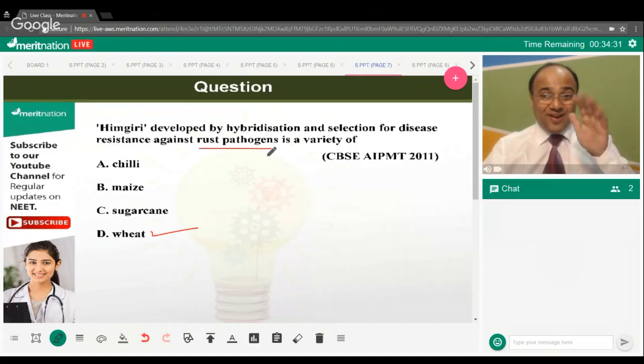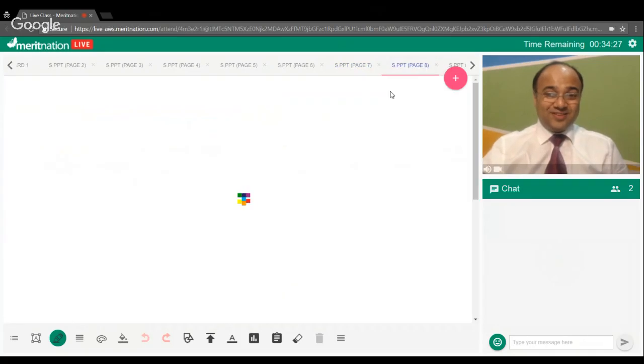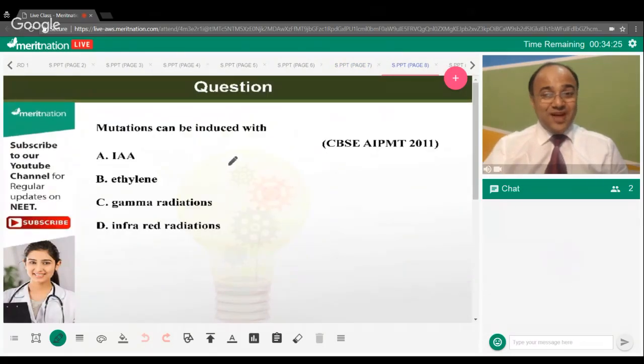Hello, everyone. Hello, welcome back. So, it's a variety of wheat resistant to rust pathogens. And let's move ahead. Okay. So, mutations can be induced with IAA, ethylene, gamma radiations, or infrared radiations. So, what is going to be your answer over here? So yes, everyone is pretty smart here.